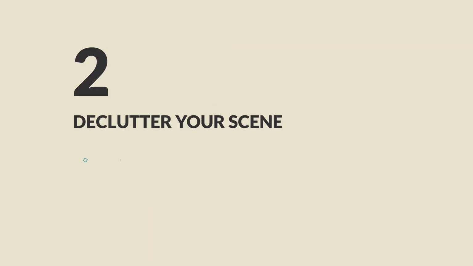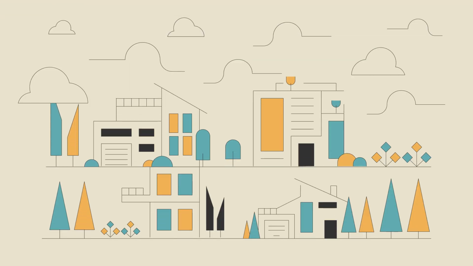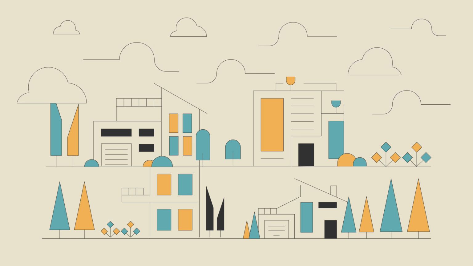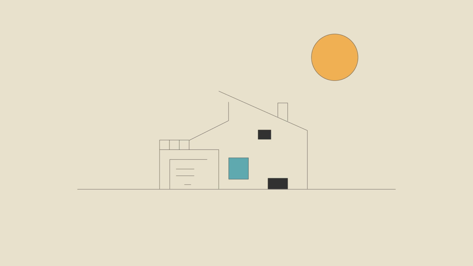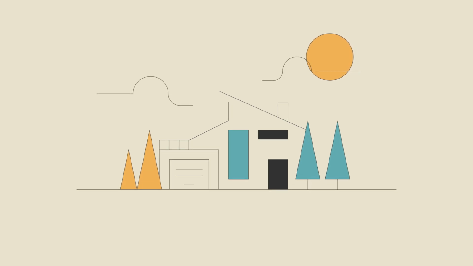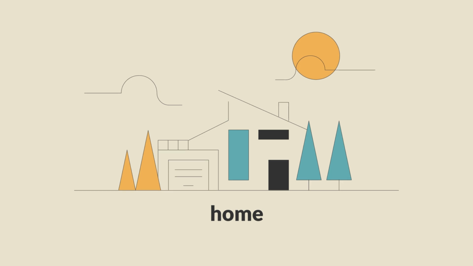Tip number 2, declutter your scene. Less is more. Do you really need hundreds of buildings, a dozen clouds, and a forest in the background? Focus on elements that actually contribute to your story. A cluttered scene can distract the audience from the main message. And we're here to tell stories, aren't we? The goal is to get the ideas out.